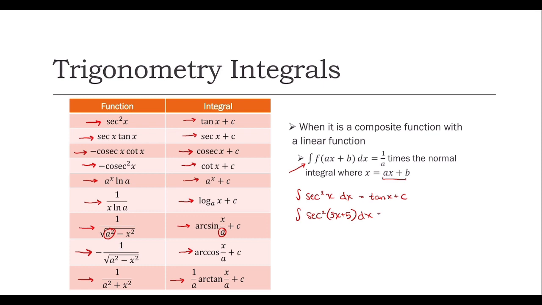So our integral of secant squared of 3x plus 5 dx will be 1 over this a value, so 1 over 3 times the normal integral of that, so tangent of x. But instead of x, we'll have our 3x plus 5, and then we have our plus c.